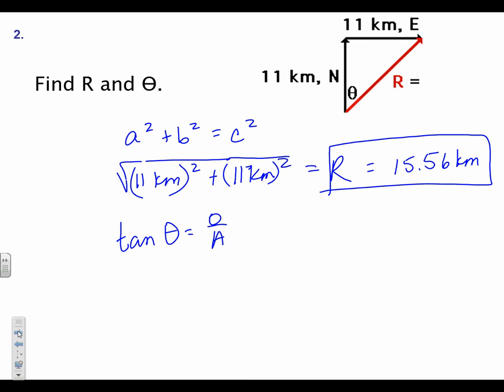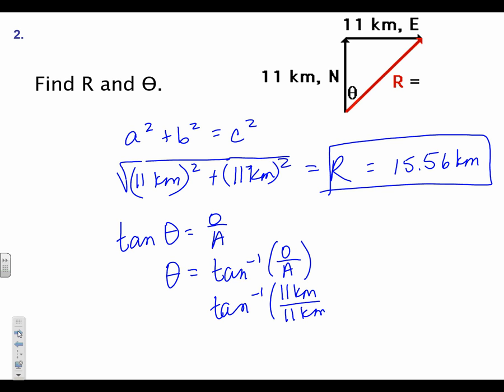Now if I want to find the angle itself, I can do tangent theta equals opposite over adjacent. When I find the theta value, really what I'm doing is undoing the trig function. So that's going to be my inverse tangent of my opposite over adjacent. I'm going to take my inverse tangent of 11 kilometers divided by 11 kilometers, which is the inverse tangent in your calculator of 1, which is going to give you a theta of 45 degrees. A lot of y'all might have realized that that was a 45-degree angle because you have an isosceles triangle, but this was actually using the trig to figure it out, so I wanted to make sure I went back over that.